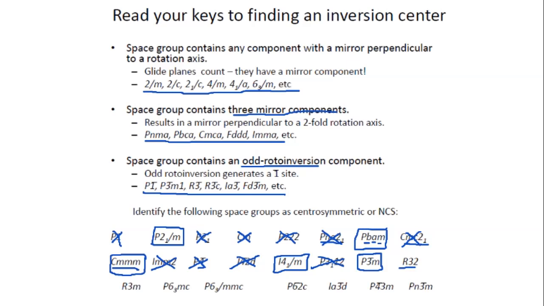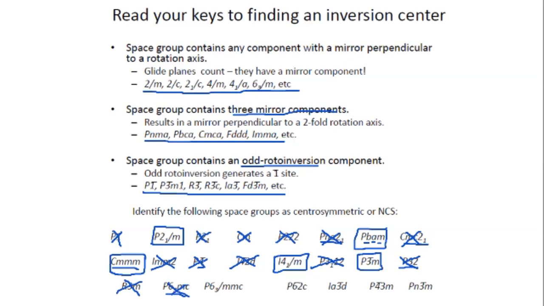Now R32 does not have any roto inversion or mirror planes, so it's going to be non-centrosymmetric. R3M, again, doesn't have 3 perpendicular mirror planes or an odd roto inversion or even a mirror plane perpendicular to a rotational axis, so it's not centrosymmetric. P63MC does not have 3 perpendicular mirror planes, a mirror plane perpendicular to a rotational axis, or an odd roto inversion, so it's going to be non-centrosymmetric.